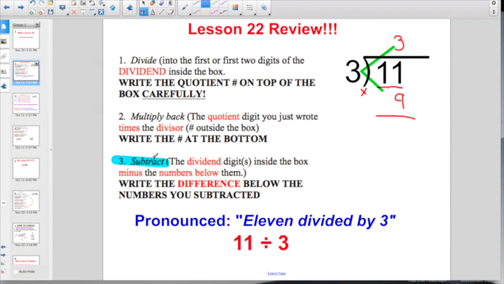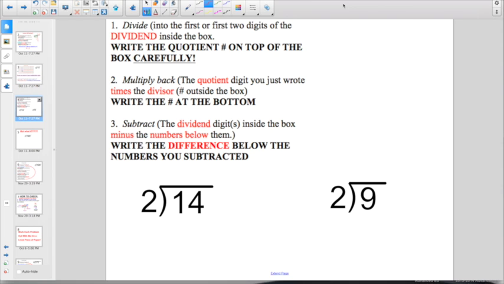Step 3 says subtract the dividend digits inside the box, which was 11, minus the numbers below them, which was 9. You have to go and subtract these 2 numbers. 11 minus 9. That's 2. And it says go and write the difference, the answer when you subtract, below the numbers you subtracted. So what do I do with that 2 left over? That's my remainder, right? This should all be review from lesson 22. So let's go ahead and try just a couple more problems here and you'll see why in just a moment.